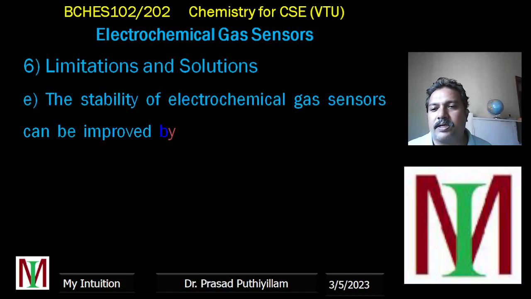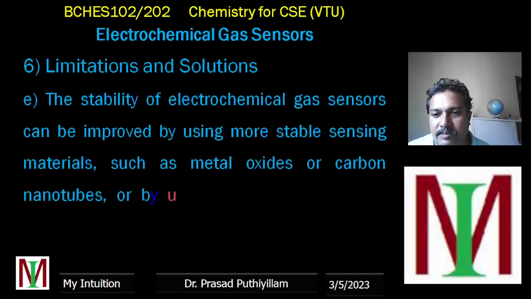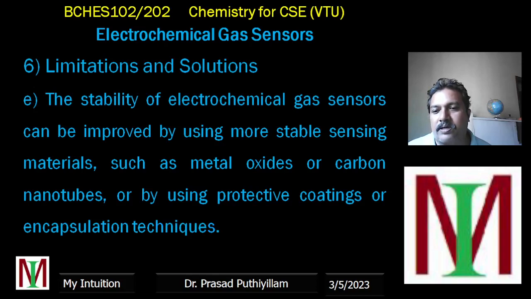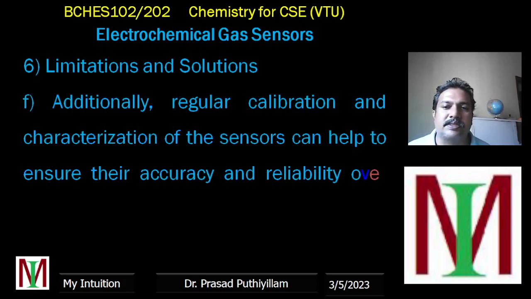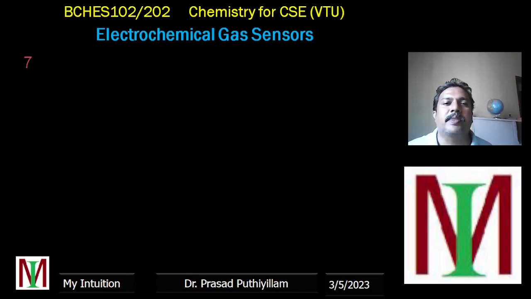The stability of electrochemical gas sensors can be improved by using a more stable sensing material such as metal oxide or carbon nanotubes, or by using protective coatings or encapsulation techniques. That is to increase the stability of the gas sensor. Additionally, regular calibration and characterization of the sensor can help to ensure their accuracy and reliability over time. That means we have to take out the sensing material and characterize what has happened to that. Not simply taking it out, you have to check what is happening, whether any changes happened or not. We have to check. Then only we can go for any changes if needed.